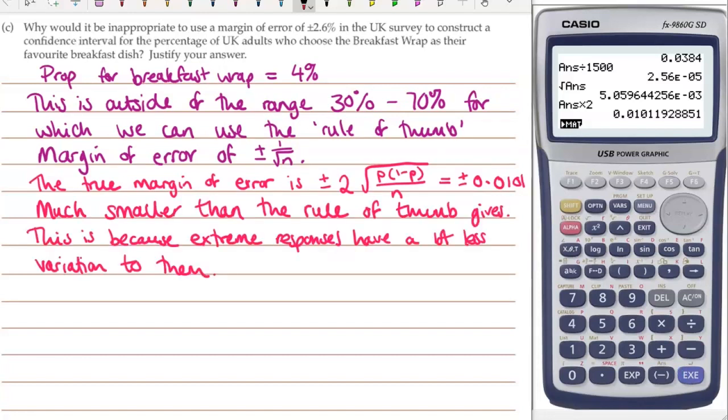And that's because extreme responses always have a lot less variation to them. When you're dealing with things in the middle, there's a little bit of give and take. But when you're at a very low percentage or a very high percentage, people have very strong opinions of those things to produce such extreme numbers.